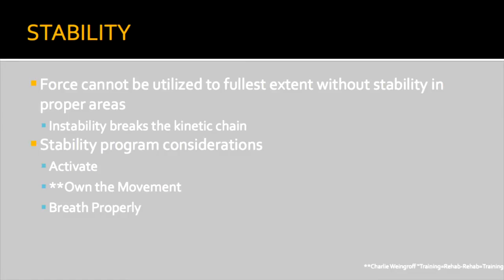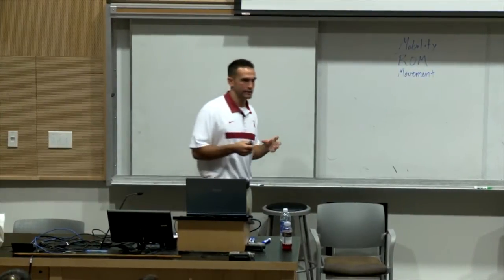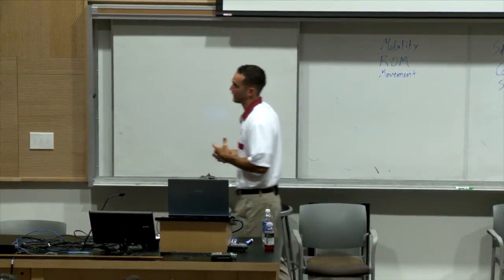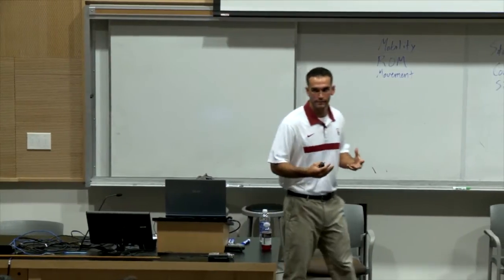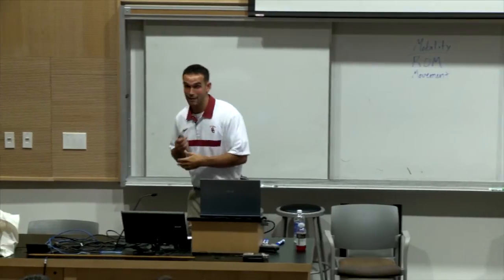All right, so if I produce force into the ground, see it on the slide already, but if I have instability in an area that needs to demonstrate stability, what's going to happen with that kinetic chain? Okay, that instability is going to break the kinetic chain. And what's going to happen to that force production? Okay, that force production is going to decrease.